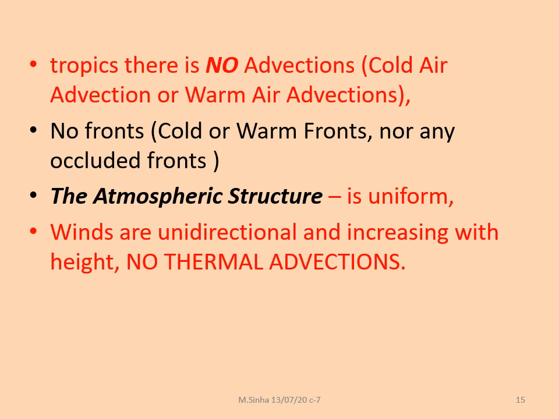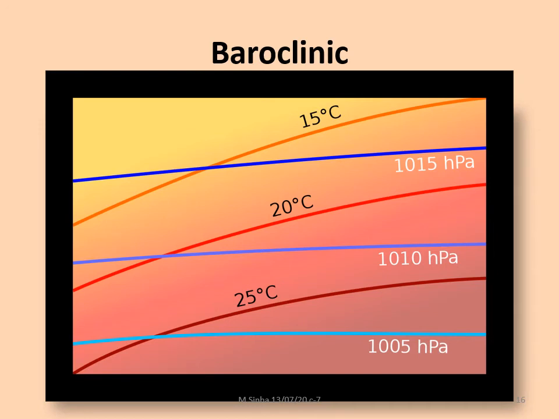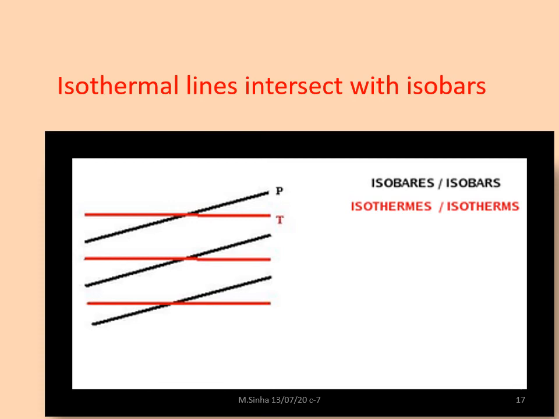So from the point of view of climate, barotropic condition is not so important to control the atmospheric circulation. Now come to the baroclinic. Baroclinic condition: if the isobaric lines and isothermal lines intersect each other, that is known as baroclinic. Baro for the pressure condition, clinic for the inclination. So in baroclinic condition, the isothermal line and isobaric line intersect each other. This is the intersecting condition of the isothermal line with the isobar line.